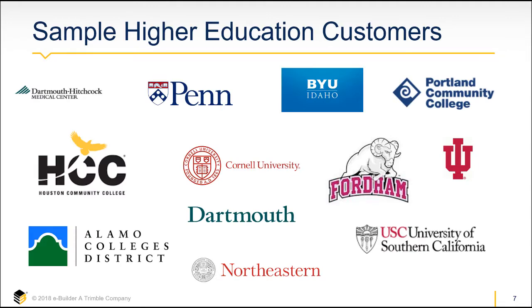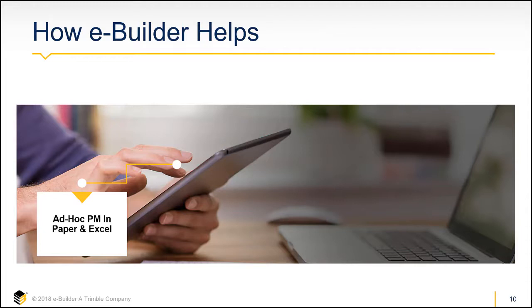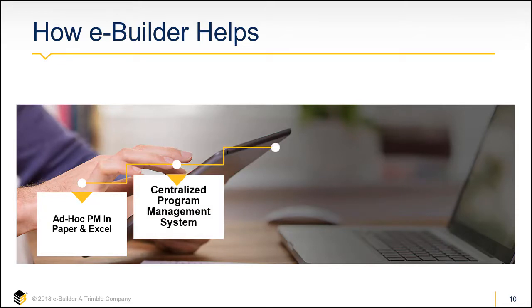Here is a sample of our 89 higher education customers. We are working with 7 of the top universities in the United States, and to date, our customers have managed over $300 billion in capital improvements through the use of eBuilder. Most of our customers started their journey with eBuilder using paper and Microsoft Excel to manage their capital programs. They recognized this ad hoc method was not scalable and was resulting in projects over budget and behind schedule with too many surprises. They realized they needed a centralized program management system, resulting in the implementation of eBuilder.